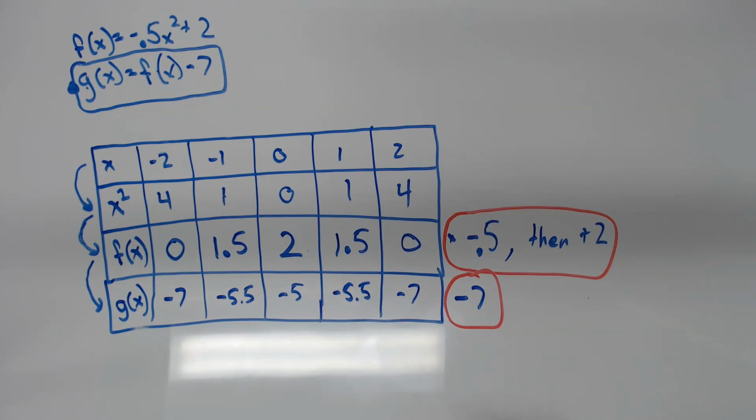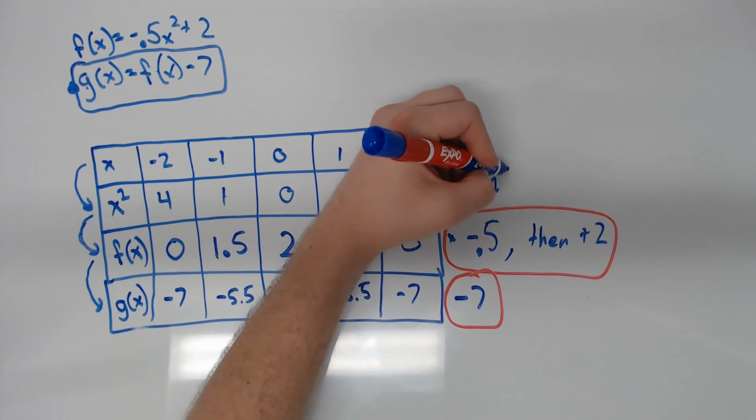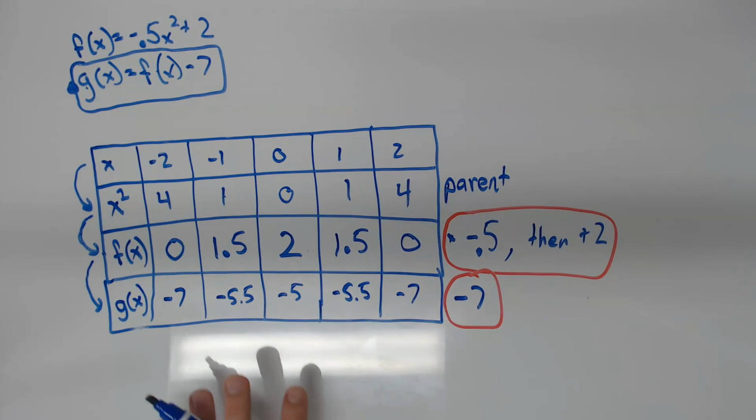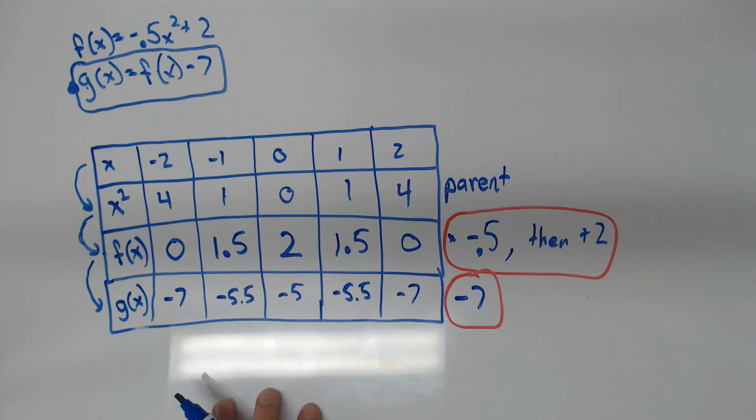All right, so I start with my parent function. And then since g of x relies on f of x, I want to do f of x first. So this is just kind of the thinking process. This is like getting closer and closer to the kind of stuff you're going to be expected to do in Algebra 2 in a couple of years.